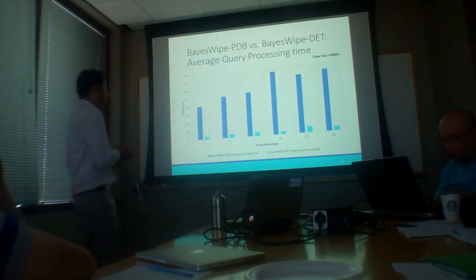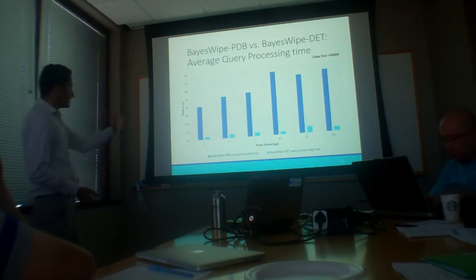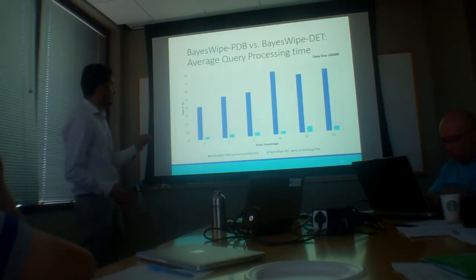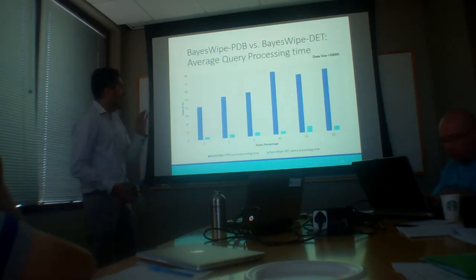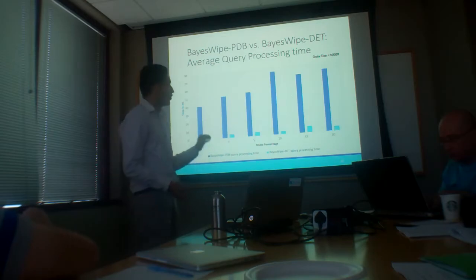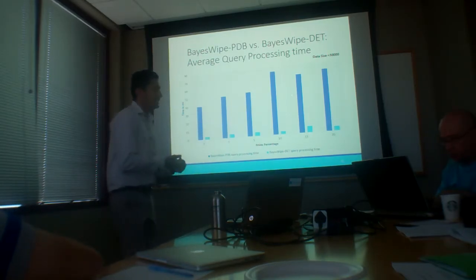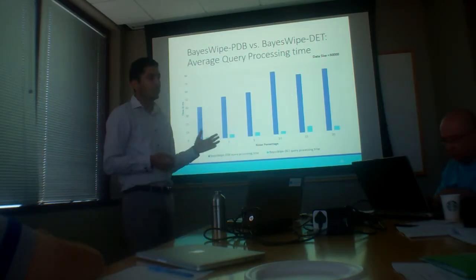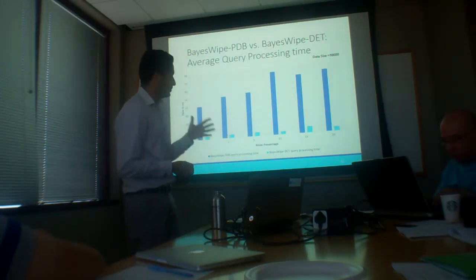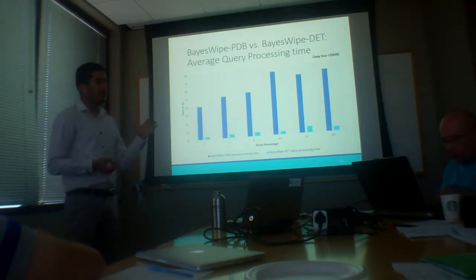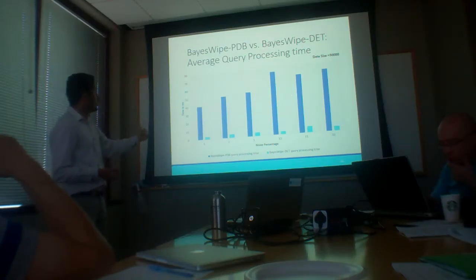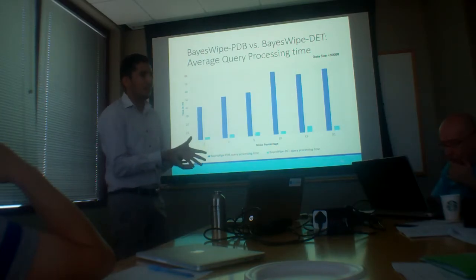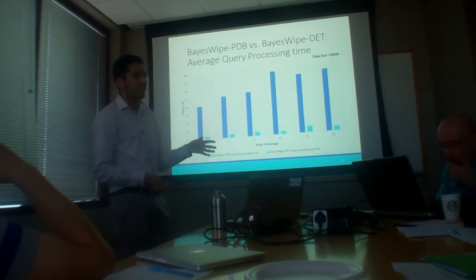So here is the comparison of the average query processing time. This comparison is done for the same 100 random queries. The average query processing time for BayesWipe PDB is always higher than for BayesWipe DET. The reason is that the deterministic database uses an industry-standard database management system, but BayesWipe PDB uses lab-built APIs over the relational database management system.